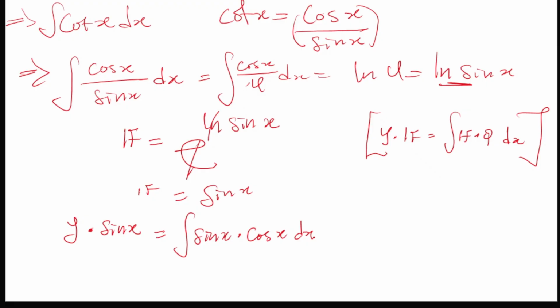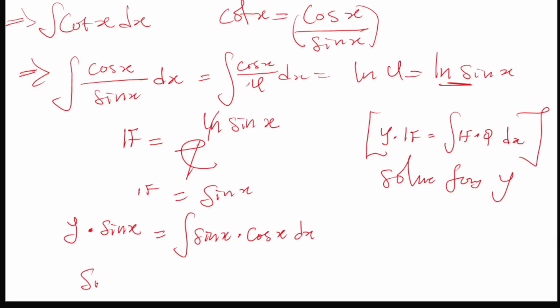Now, what's the next step? The next step is to solve for y. After applying your second formula, you solve for y. But remember, this equation is not simplified. Why is this not simplified? Look at your right hand side of your equation. You can see that you have integral of what? Sine x cos x. What is sine x cos x first?